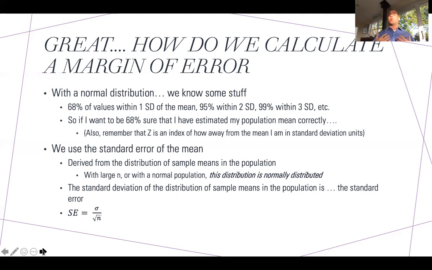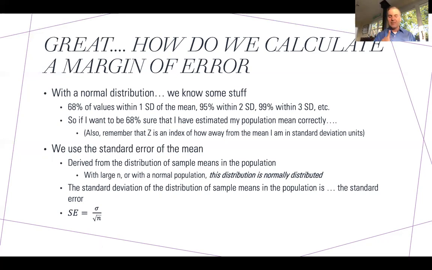If, on the other hand, I want to be more confident, if I want to be 95% sure, then I say, well, I want it to be within 2 standard deviations of the sample mean, right? And so I create my confidence interval that way. And I'm just going to plant this seed because it's going to come up on this next slide. Just put it in the back of your head right now.